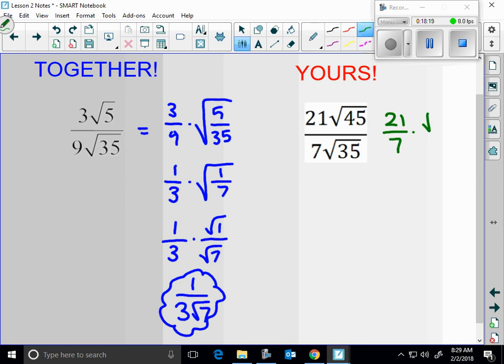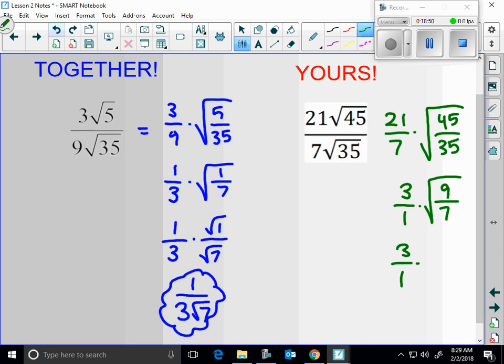Okay, so let's separate this into the non-radical piece and the radical piece. Oops, I want a full radical here, covering both. Okay, well, 21 divided by 7 is 3 over 1. What would 45 over 35 reduce to? What number do they have in common as a factor? 5. How many times does 5 go into 45? 9. And how many times into 35? 7. So this would be 3 over 1 times square root of 9 over square root of 7.